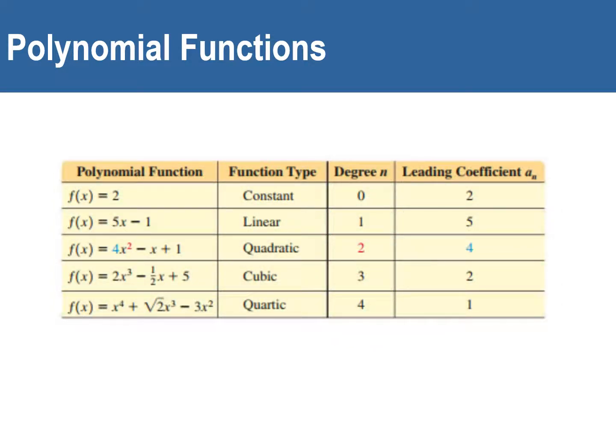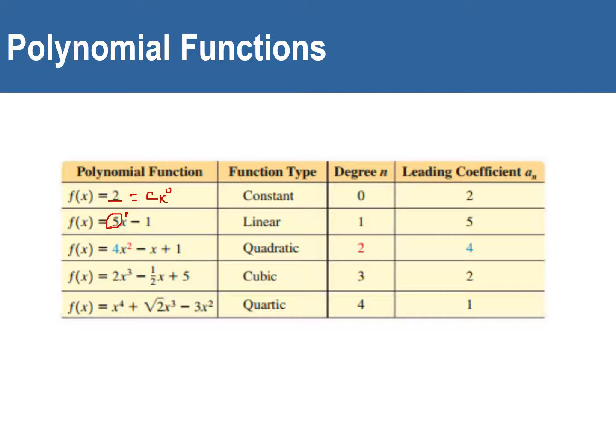So make sure you know the function types. A polynomial where f of x is equal to 2, or f of x is equal to any constant, is a constant function. The degree is 0 because this is really 2 times x to the 0. And the leading coefficient is 2. For f of x is 5x minus 1, this is a linear function. The degree is 1 because there's really a 1 there. And the leading coefficient is 5.